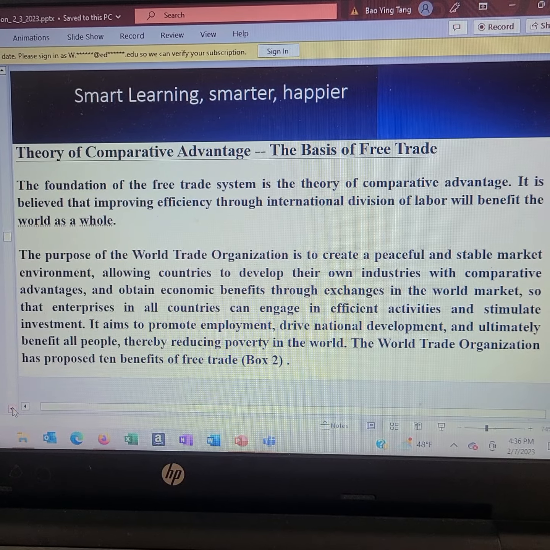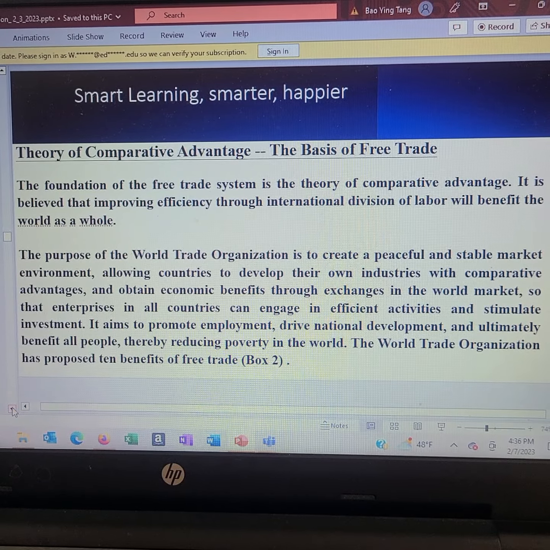Now let's examine the theory of comparative advantage, the basis of free trade. The foundation of the free trade system is the theory of comparative advantage. It is believed that improving efficiency through international division of labor will benefit the world as a whole.